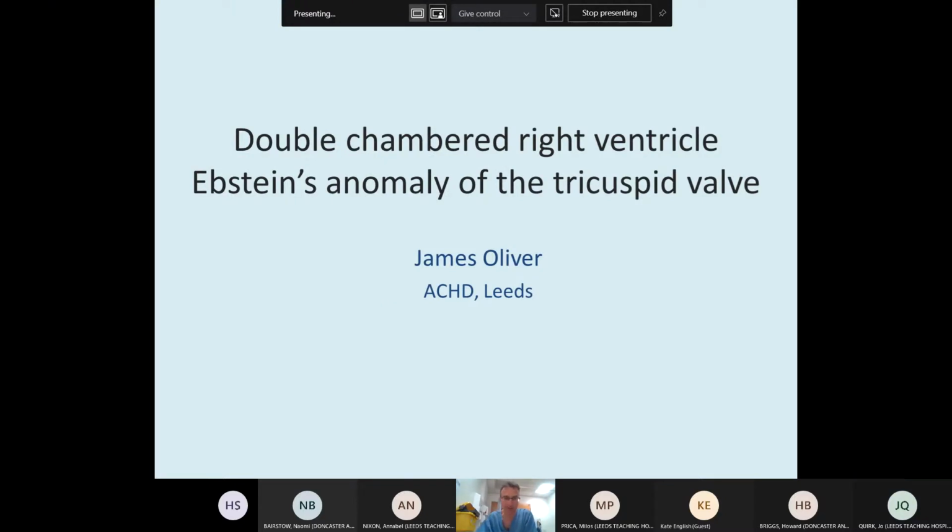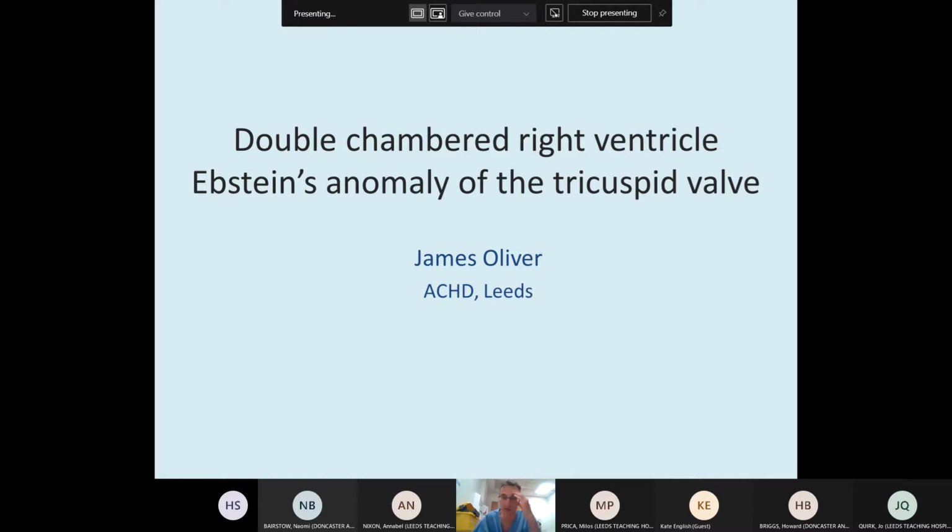So yeah, this is a bit of a run through. It's not double chambered right ventricle and Ebstein's. That's because I've not changed the title of a previous talk, so I've taken out the slides with double chambered right ventricle. So this is just on Ebstein's anomaly, and then Steffi, our fellow, has got a recent case to go through as well.